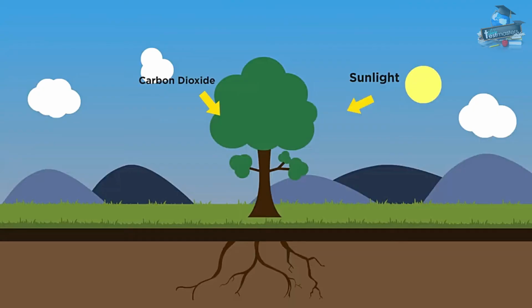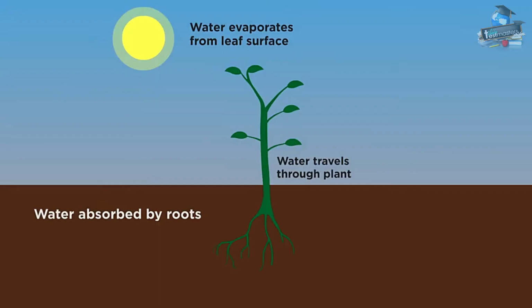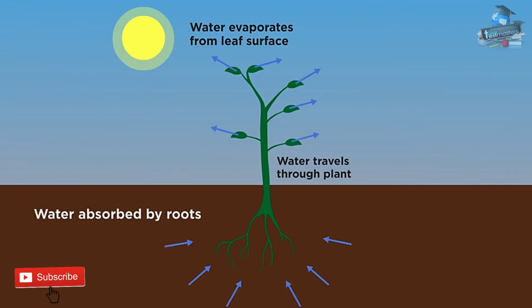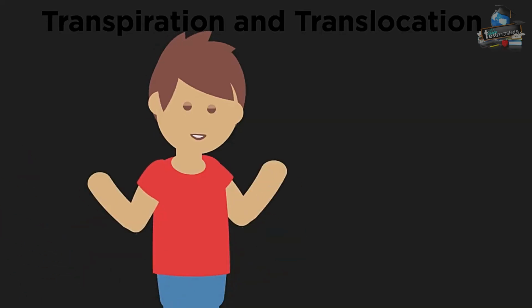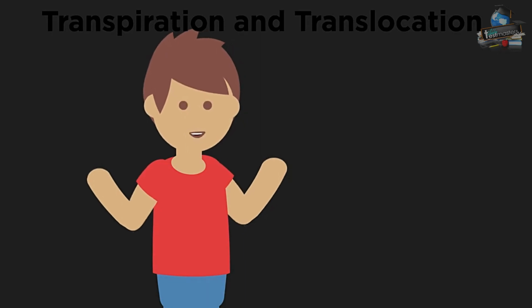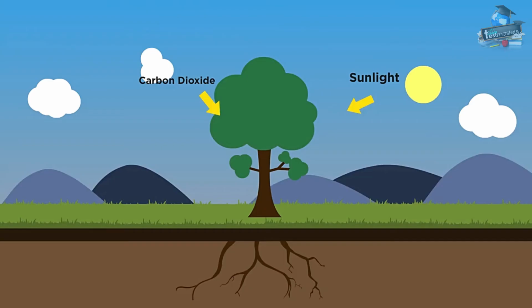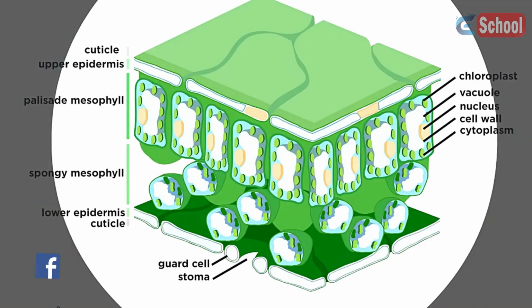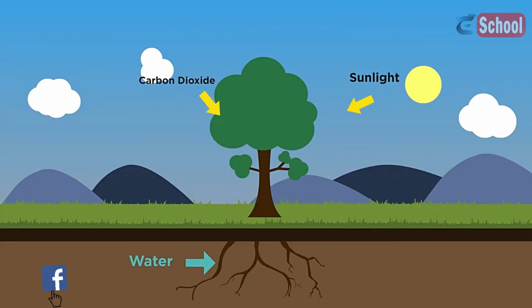But where do the carbon dioxide and water come from? Plants absorb water through their roots, and it moves through the plants and into the leaves by transpiration. Watch our video on xylem and transpiration to learn more about this process. Carbon dioxide enters into the leaves from the air through the stomata on the underside of the leaf. What then happens? Glucose and oxygen are made.